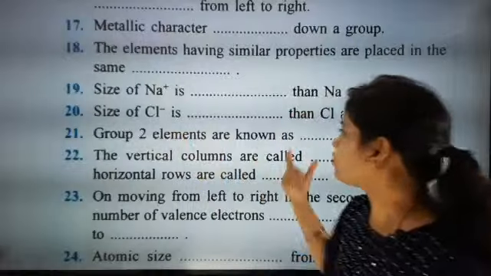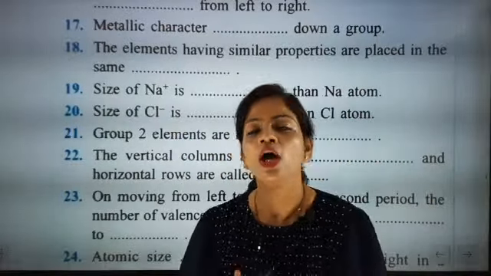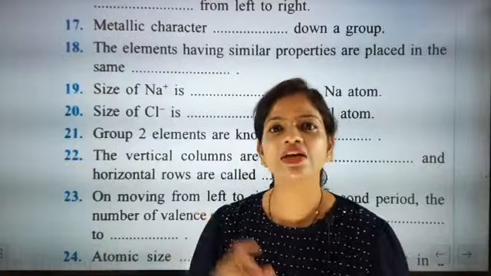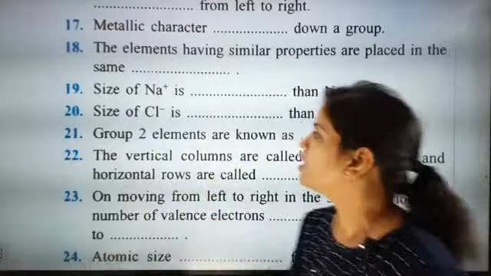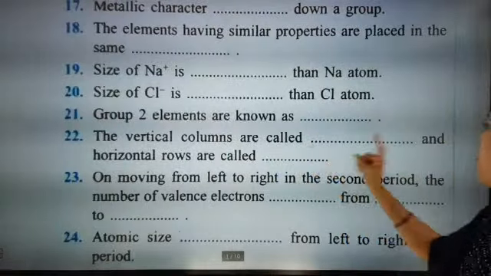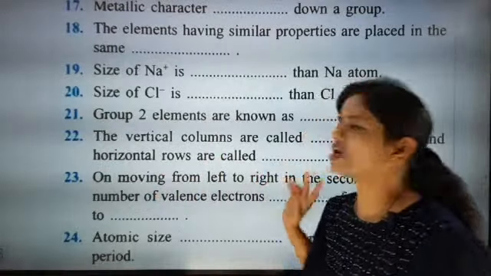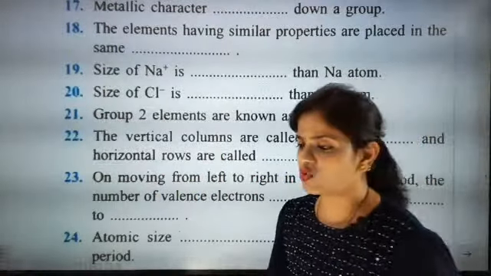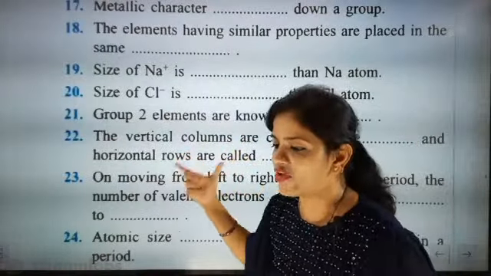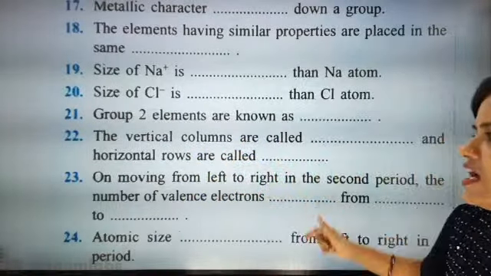Now look here. Group 2 elements are known as... see, group 1 elements are called what? Group 1 elements are called alkali. Then alkaline. We have given the names of the different groups. So it is called alkaline. The vertical columns are called dash and the horizontal rows are called dash. This is the easiest question. We cannot expect an easier question than that. I don't want you to waste more time. Please come on, type and say the answer.